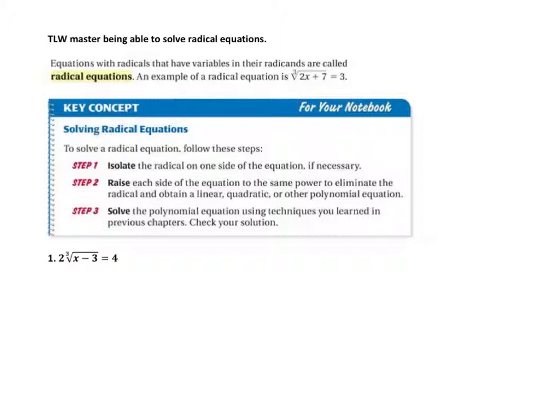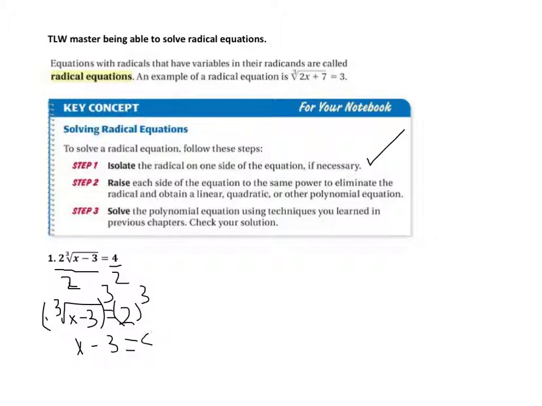So let's look. Step 1 says, isolate the radical on one side of the equation if necessary. So we have to isolate it, so that means we have to divide both sides by 2 here. So you get the cube root of x minus 3 equals 2. Check. Raise each side of the equation to the same power to eliminate the radical and obtain a linear, quadratic, or other polynomial. So if it's the cube root, that means we have to raise it to the third power. So we get x minus 3 equals 8. x equals 11.